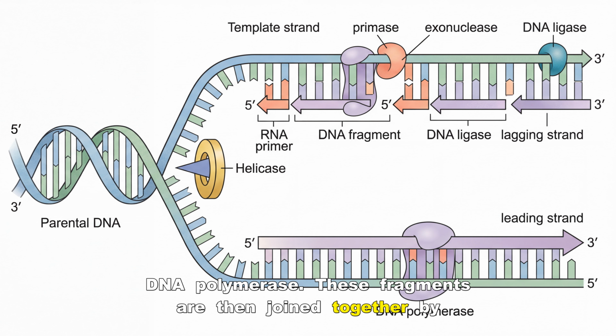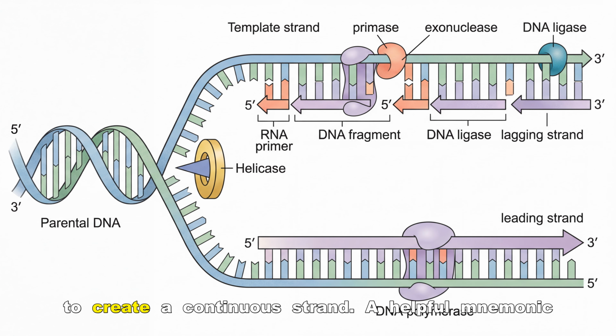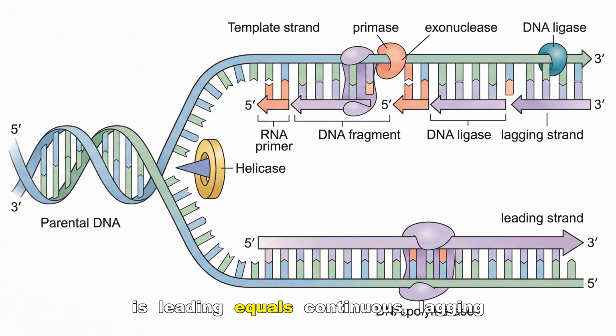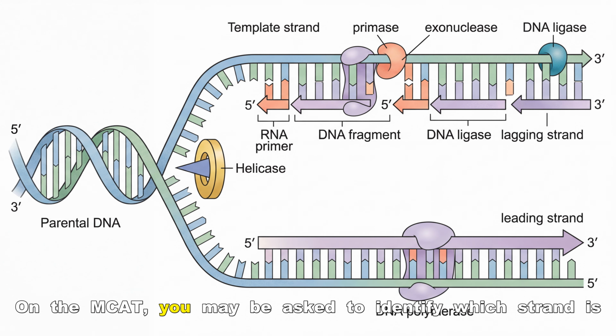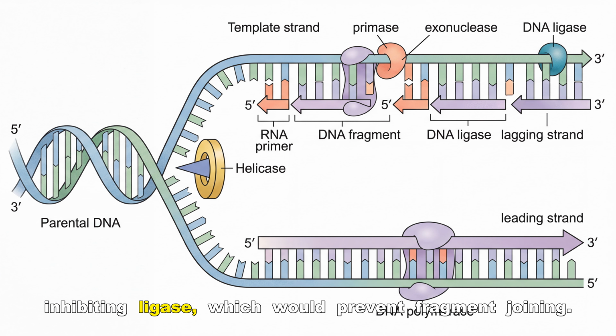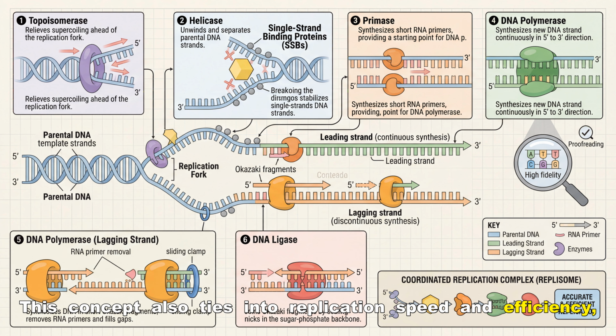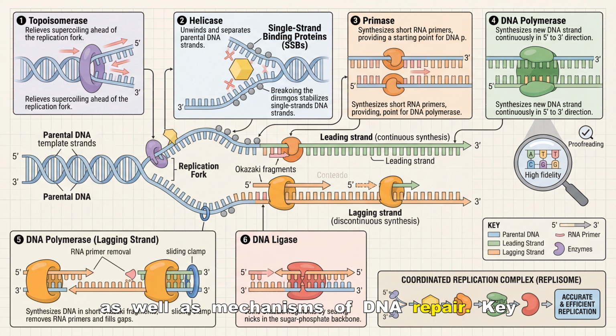These fragments are then joined together by DNA ligase, which forms phosphodiester bonds to create a continuous strand. A helpful mnemonic is leading equals continuous, lagging equals lagging behind in pieces. On the MCAT, you may be asked to identify which strand is which based on directionality, or predict the effects of inhibiting ligase, which would prevent fragment joining. This concept also ties into replication speed and efficiency, as well as mechanisms of DNA repair.